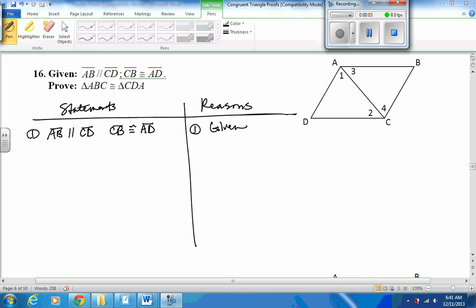Well, we need to get those three statements, sides or angles of congruency, to be able to prove these two triangles the same. So let's just start with the first thing they give us and see how far that gets us. So I have segment AB parallel to segment CD. Okay, AB and CD are parallel.